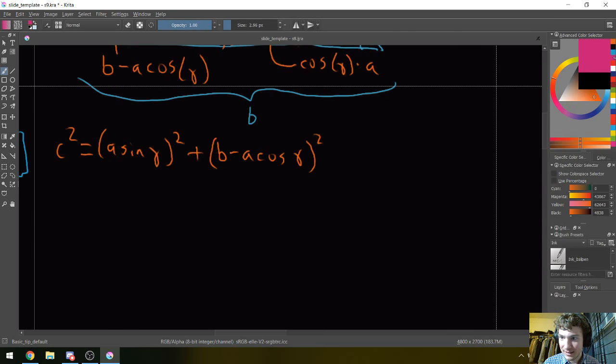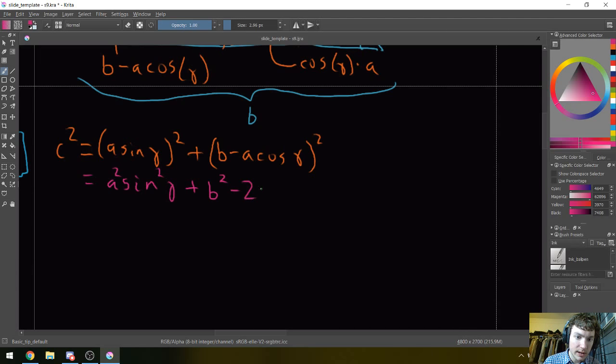Good. Okay, so since you have stuff to do, I will FOIL this out for you. Well, the first one's not even FOIL. That's just a squared sine squared gamma, right? Just square the two pieces. When I square this, well, there's a b squared minus 2ab cosine gamma, right? Because you get two of those cross terms. And then plus a squared cos squared gamma.